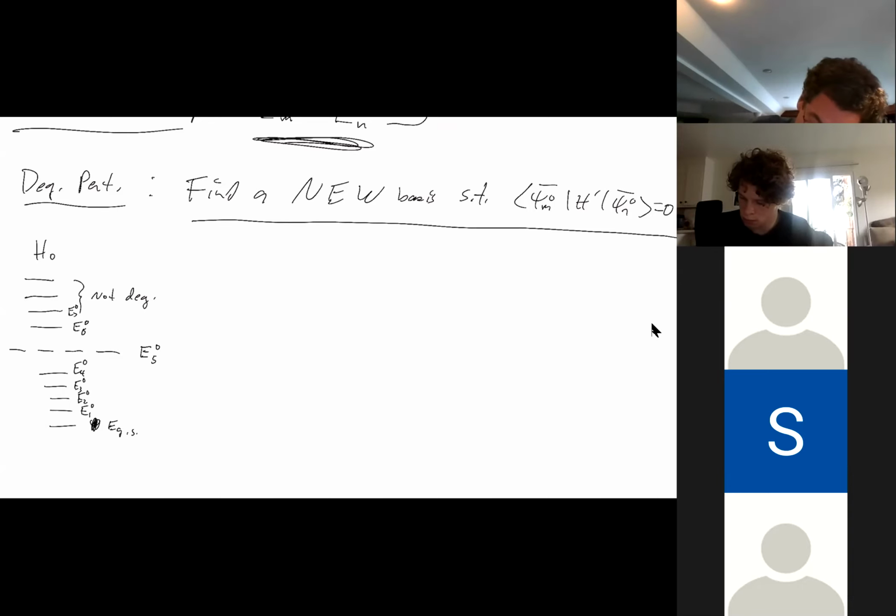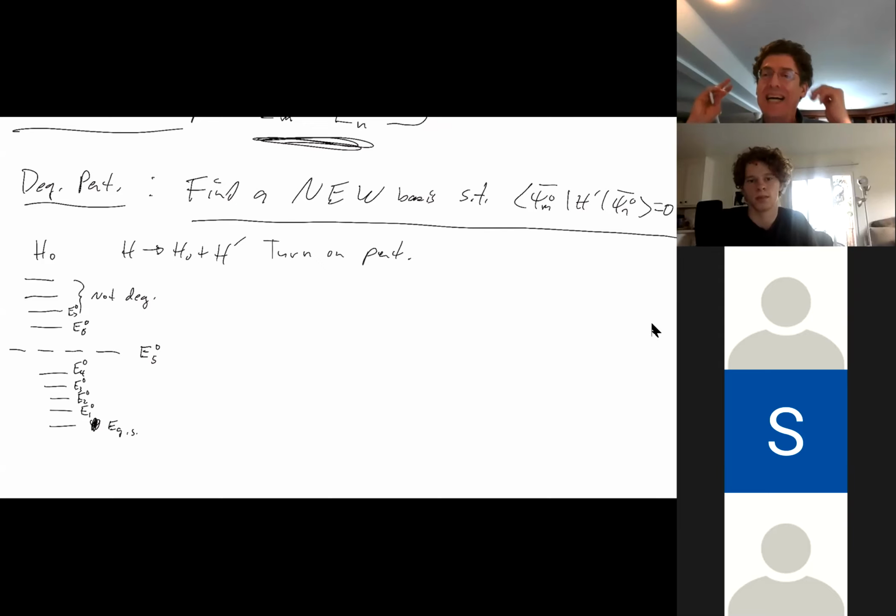So now what I do is I turn on my perturbation. H goes to H naught plus H prime. I turn on my perturbation. And then I ask you, what happens to all of these states? How do their energies change? How do the wave functions change?